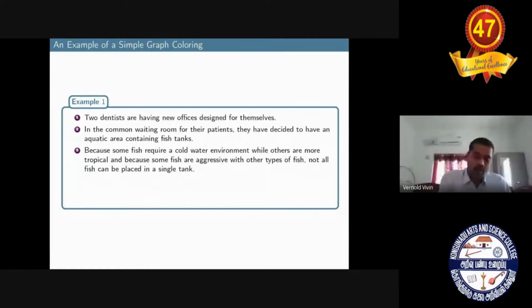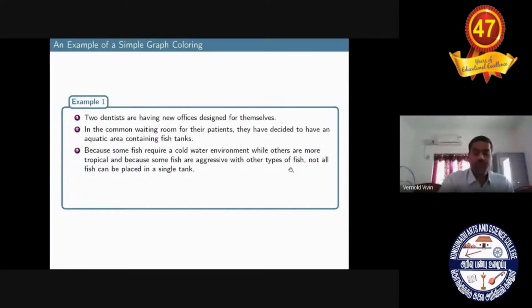We have to put those fishes into tanks in such a way that one fish should not harm the other fish. There are some fishes that will harm other fishes. Similarly, certain fishes have food that is not suitable for other varieties of fishes. These are all the conditions they are going to take into account.